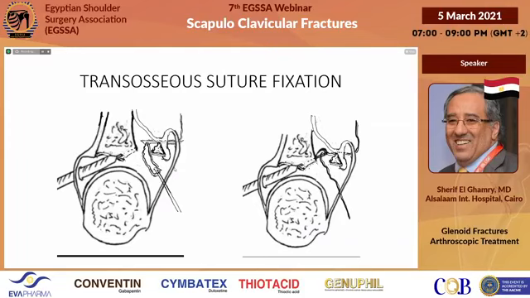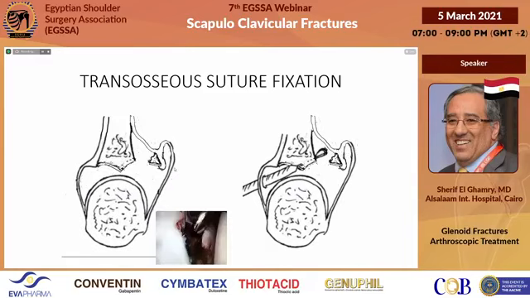The suture is passed through the glenoid and around the bone fragment and fixed in place by tying the suture. The PS suture wire is passed.